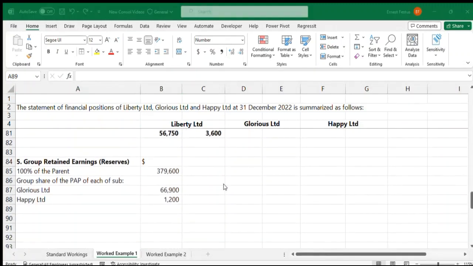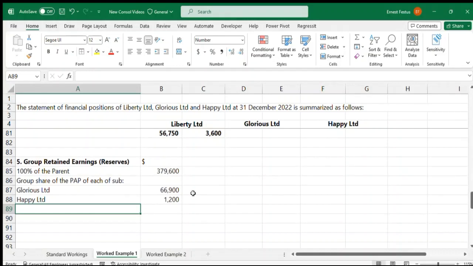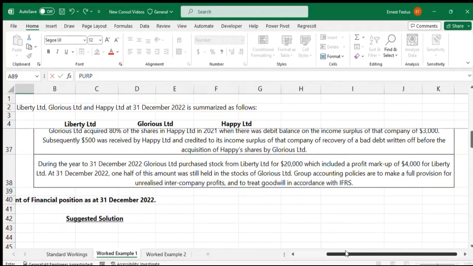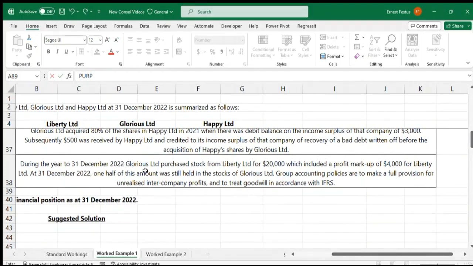And another thing we will do here is to add the provision for unrealized profit. We can see that in our additional information. So during the year to 31st December 2022, Glorious Limited purchased stock from Liberty Limited for $20,000, which included a profit markup of $4,000 for Liberty Limited. At 31st December 2022, one half of this amount was still held in stocks of Glorious Limited.